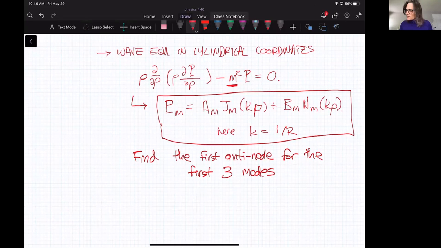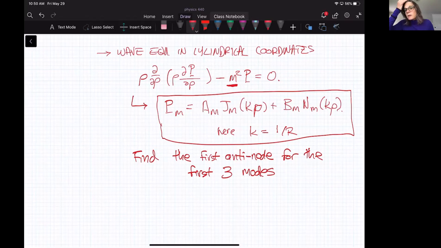I apologize. I threw this together, working on it last minute, and then I had a phone call from an advisee. So, basically the idea here, and I'll write this up in a little more detail, is that the Neumann functions blow up at the origin, so you can't use them.